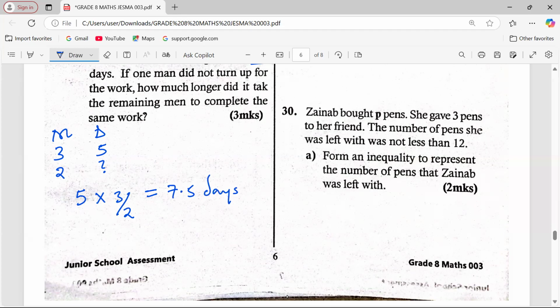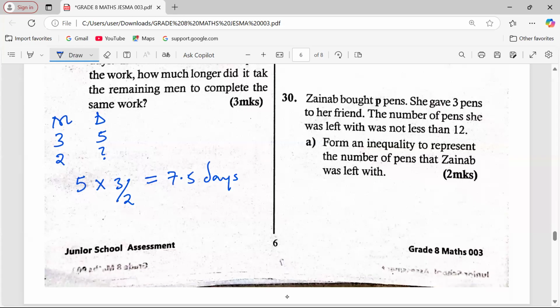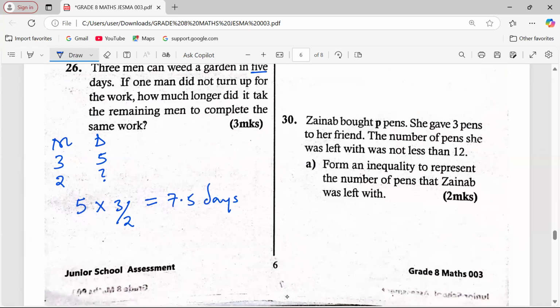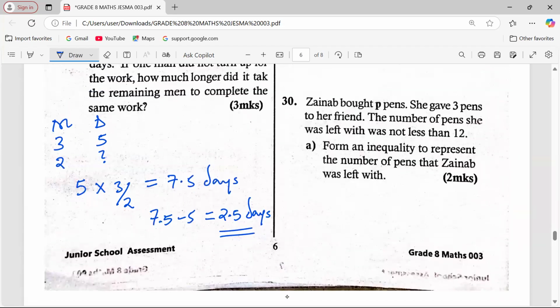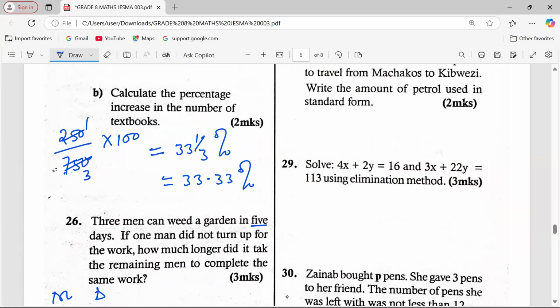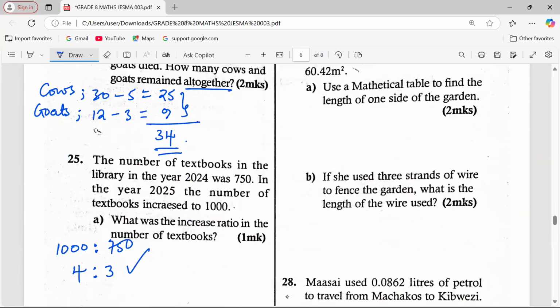days. Then you know the specific question is how much longer? How much longer means they were taking 5 days and they are now taking 7.5. So we subtract and get 2.5 days. 2.5 days. Then check whether the question continues.